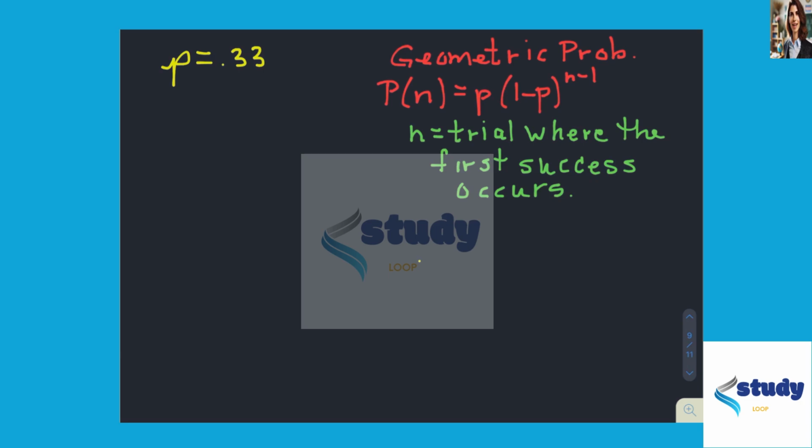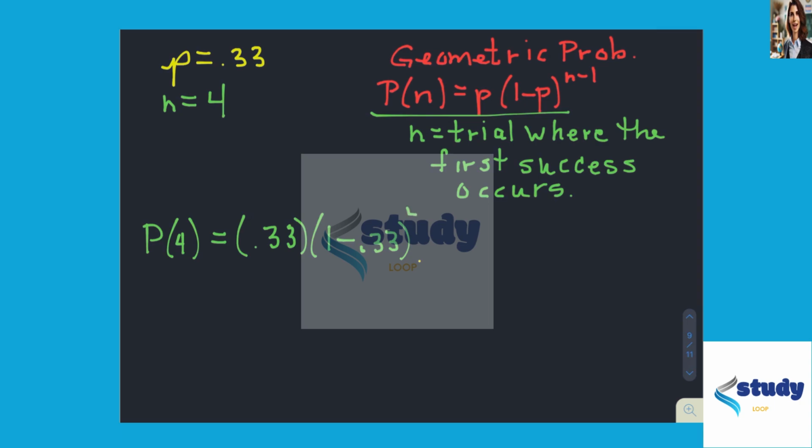And since this particular problem is saying that we want the first success to occur on the fourth customer, then we know that n is going to be 4. So we're going to utilize this formula and fill in all the values that we know. So P of 4, or the probability that the first success occurs on the fourth trial, equals the value of P multiplied by 1 minus the value of P raised to the n minus 1 power.